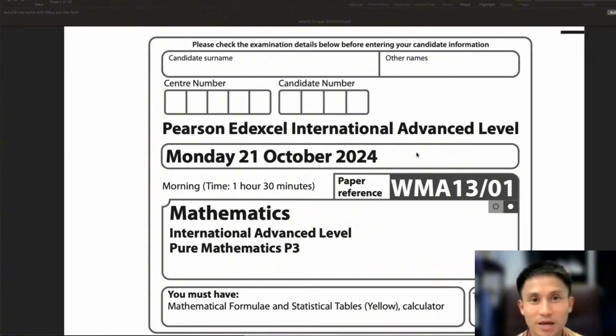It's the most recent paper as of the time of recording, which I've never done and never seen before. So I will be timing myself while I'm doing it, and there'll be no cuts and no edits after I hit the timer. I'll mark the paper at the end, and then I'll give you the feedback after having done the paper. I really do hope this is going to be useful for you guys.